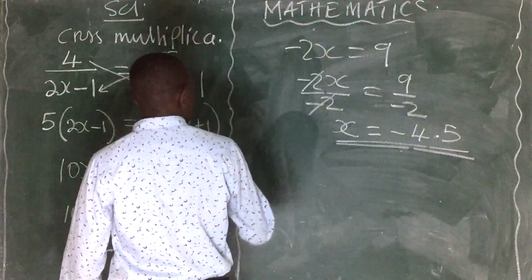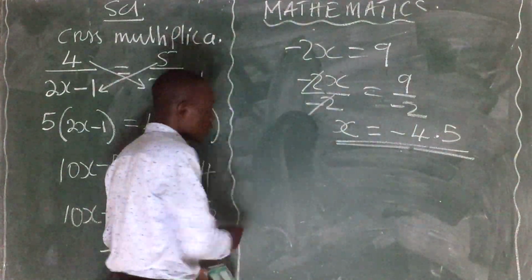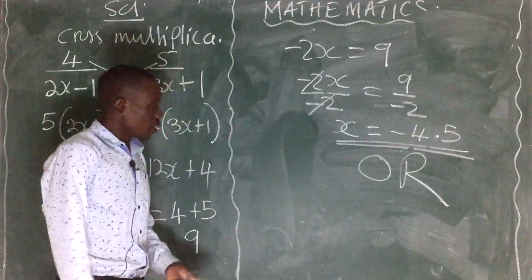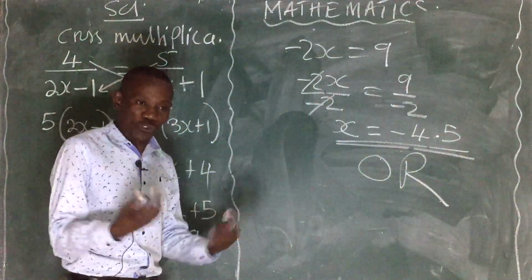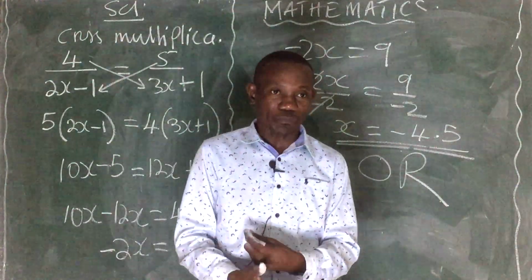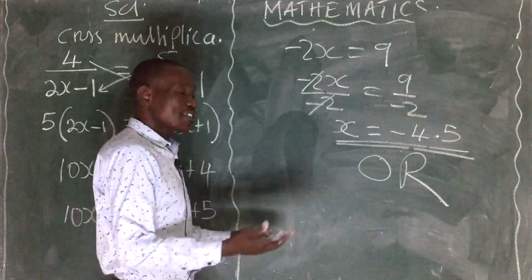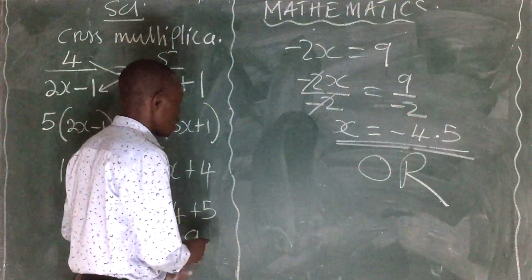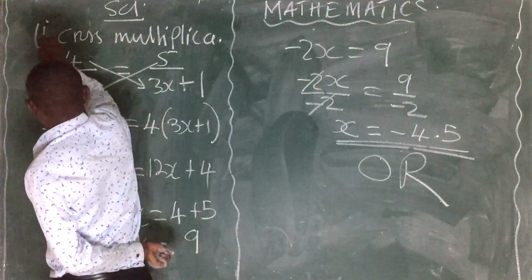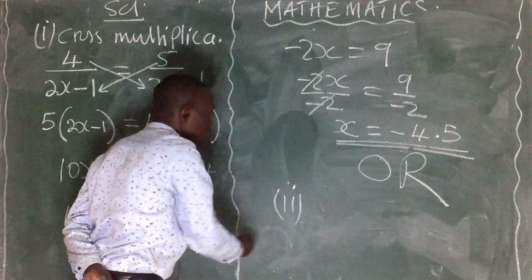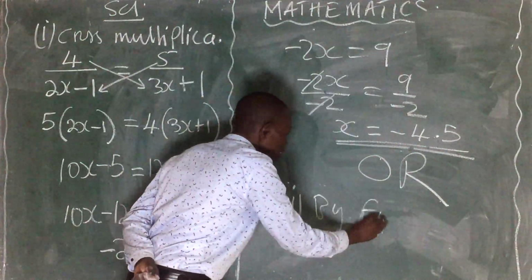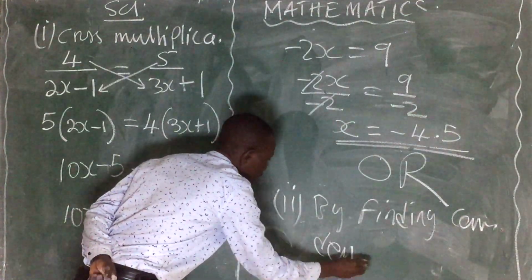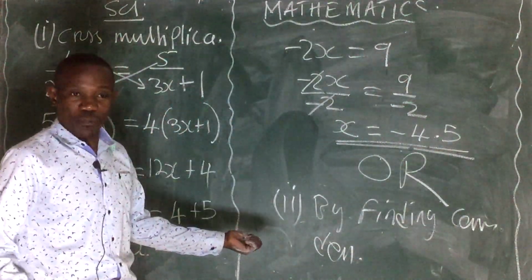Right, so let's start all over. I'll consider this one as another example, but it's the same equation. I'll write here: the next method is just a matter of considering the common denominator. Instead of cross multiplying, one can consider finding the common denominator of the 2 fractions. So I'll take this one as the second method, by finding the common denominator. What are we going to do with the common denominator?